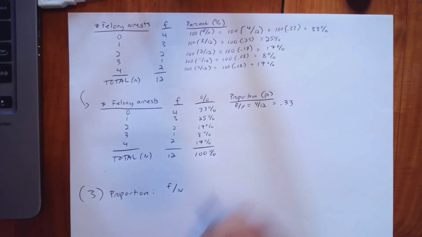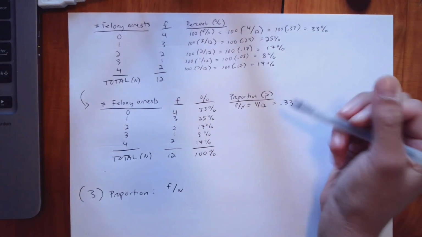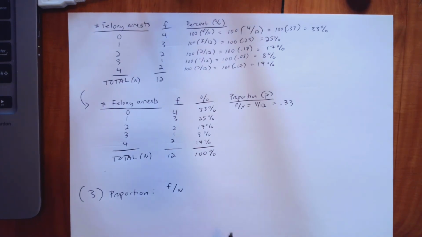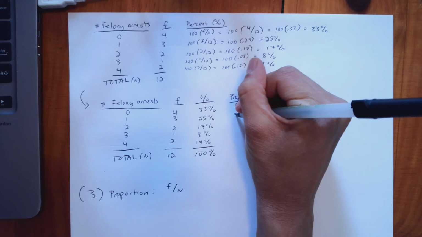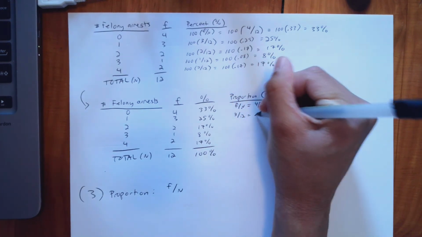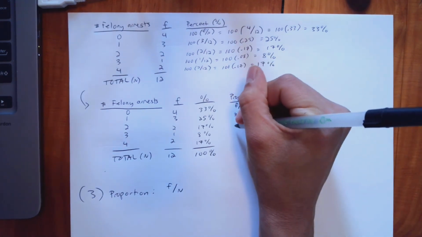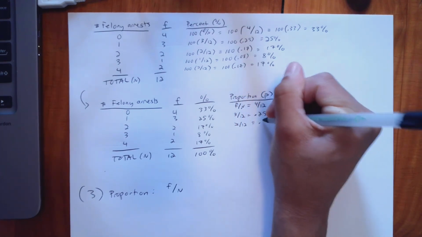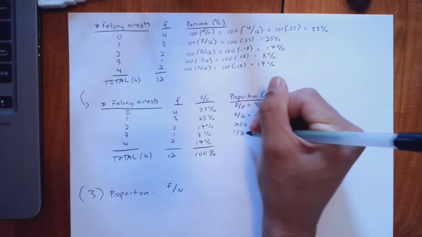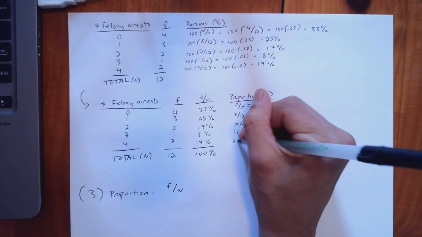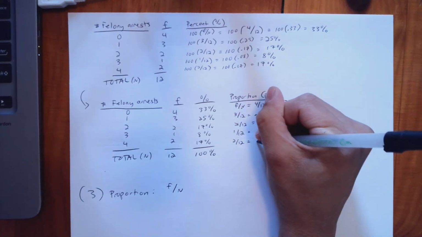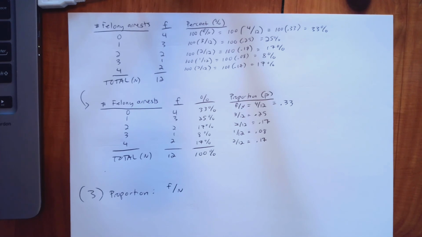And we can go through and do that for all the rest of these also, but what you'll notice is that it's the same exact number as we have for percent, it's just that there's a decimal point in front of it. So for this one we have 3 over 12, which gives us 0.25. For this one we have 2 over 12, which gives us 0.17. 1 over 12, which gives us 0.08. And 2 over 12, which gives us 0.17.